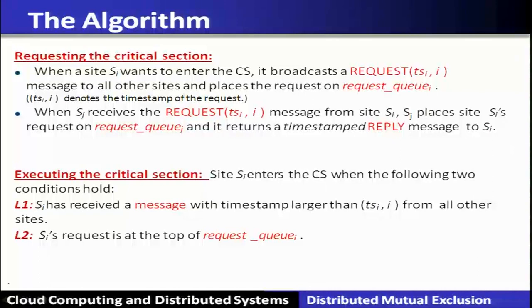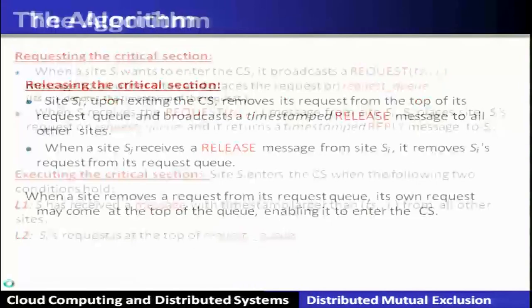The second step is that the process can execute in the critical section if the following two conditions hold. The first one is the L1 condition, which says that Si has received a message with a timestamp larger than its own timestamp from all other sites. That means its timestamp is the lowest, that is, it is the highest priority process, on the top of the queue. The L2 condition says that Si's request is at the top of the request queue. Why? Because all other timestamps are higher than that, so obviously it will be on the top of the queue.